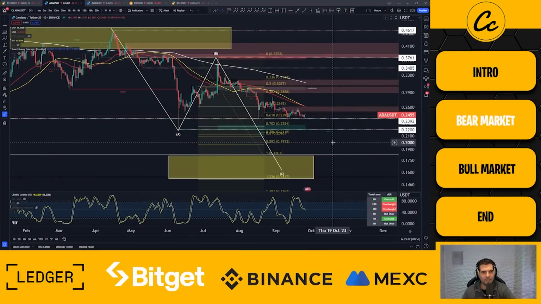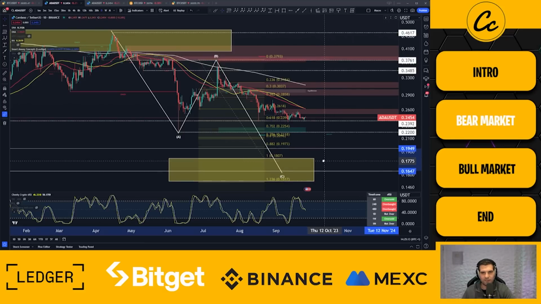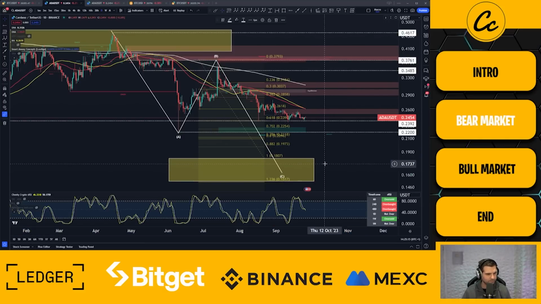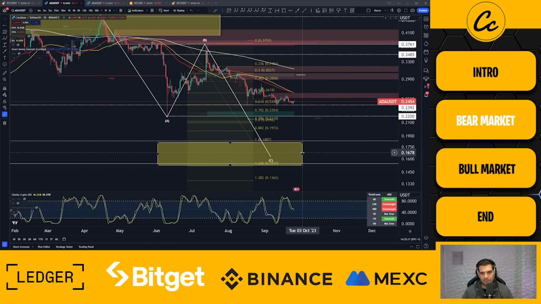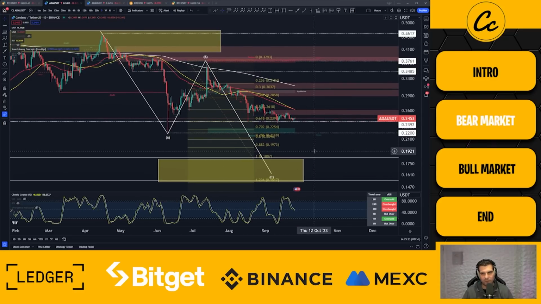Right. Let's go ahead and start things off by talking about where I think ADA is going in this current bear market. So here we have ADA paired up with USDT. We're on the daily chart, and Binance is our data source. As you can clearly see, we are in a corrective pattern to the downside. And I expect us to land somewhere between 15.27 and 18.11 cents on a three-wave corrective pattern.